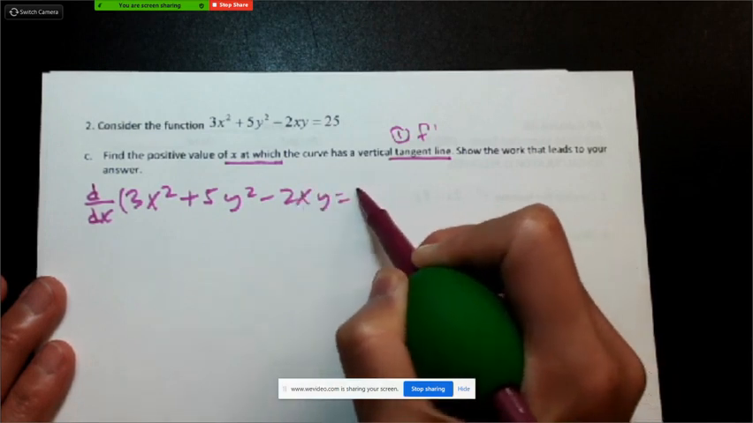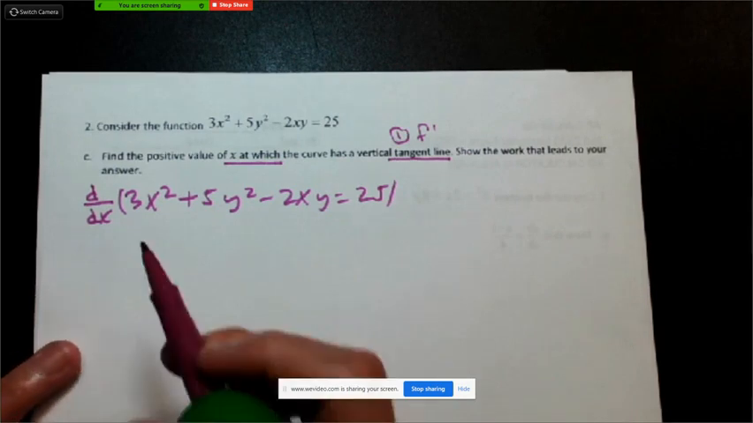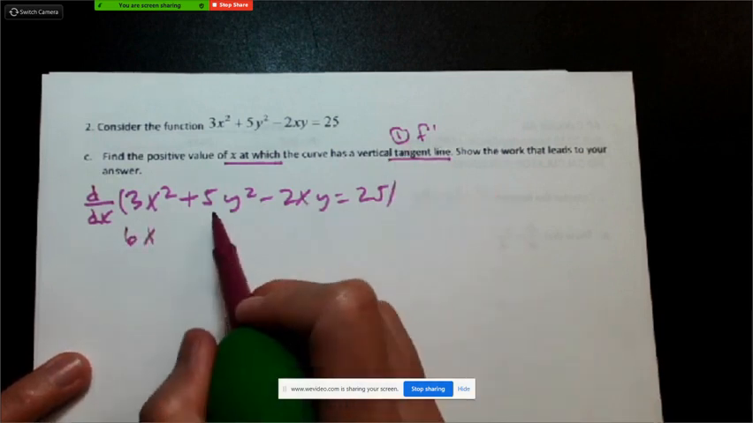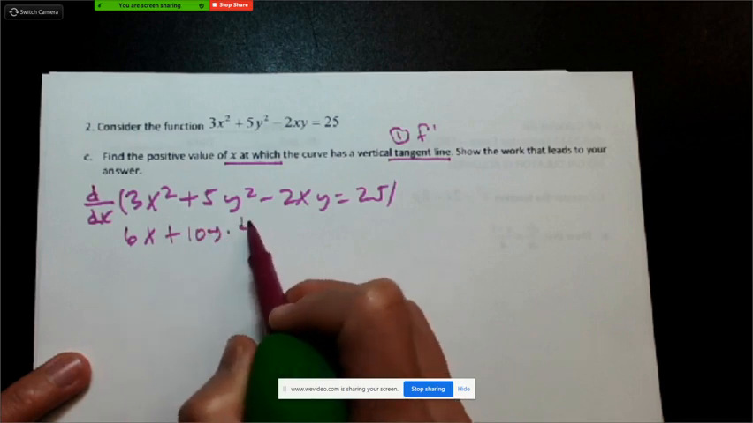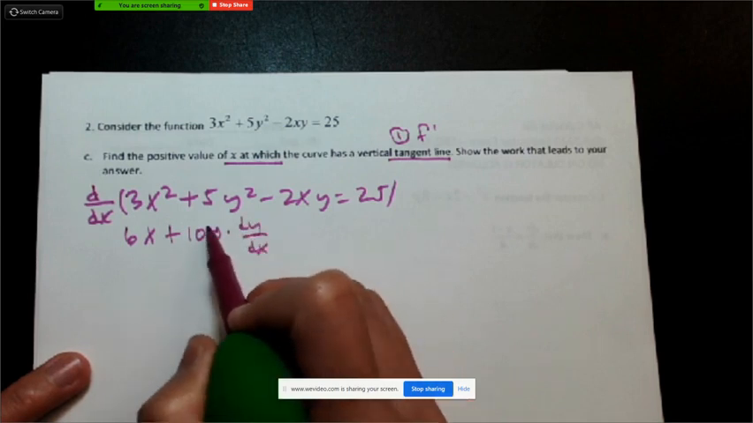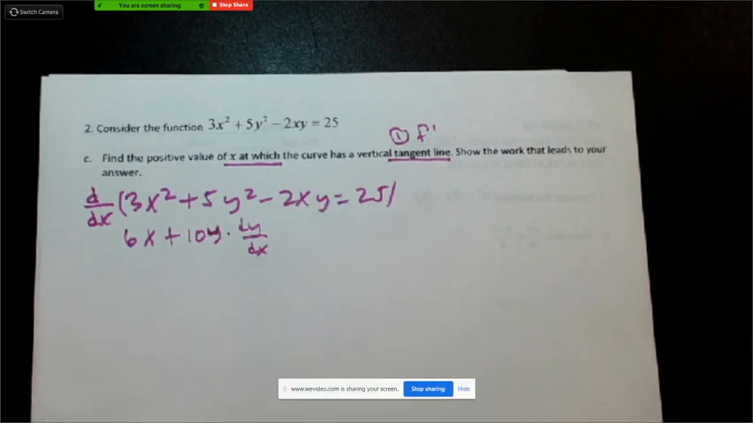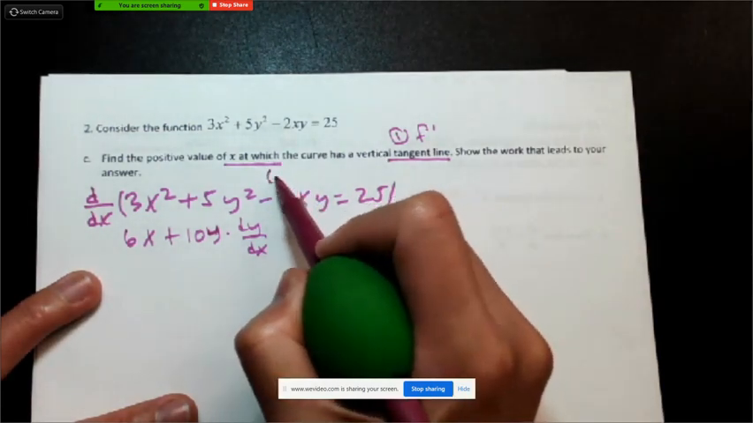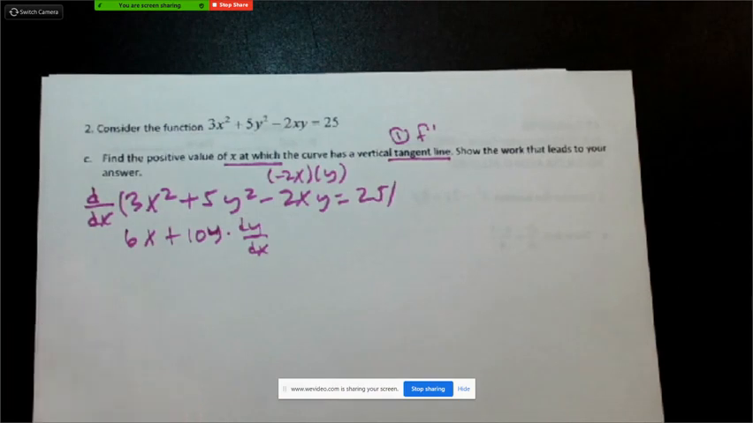Make sure you're writing everything out, so when you're looking over it, you know what you're looking at. So what is the derivative of 3x squared? 6x. How about 5y squared? 10y, and then dy over dx. That's a y, by the way. And then, do I see product rule right here? Yep. So I'm going to go ahead and write the negative 2x together and the y separately on the top. That's just my side note.